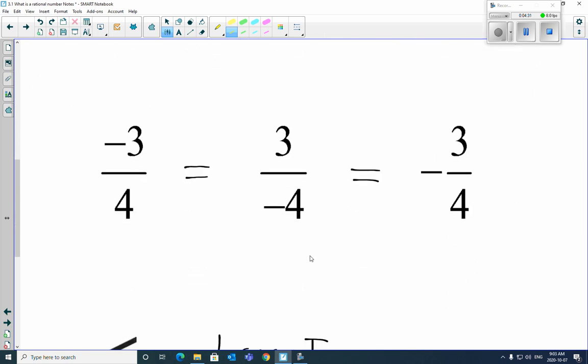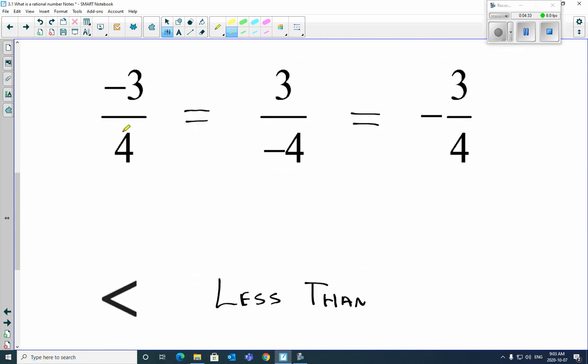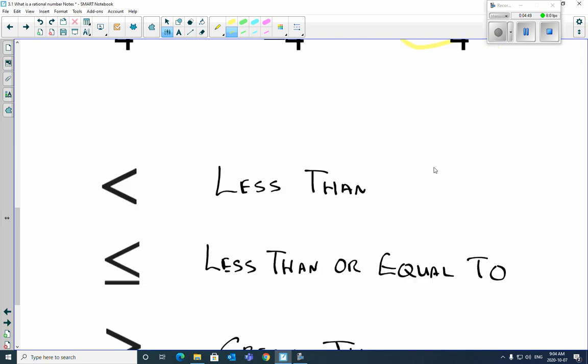When we look down here, you can see negative 3 over 4, 3 over negative 4, and negative 3/4. We can put equal signs between all of these because they are equivalent. You can put the negative sign wherever you want. The normal version is this one at the end here, where it's right between the two.